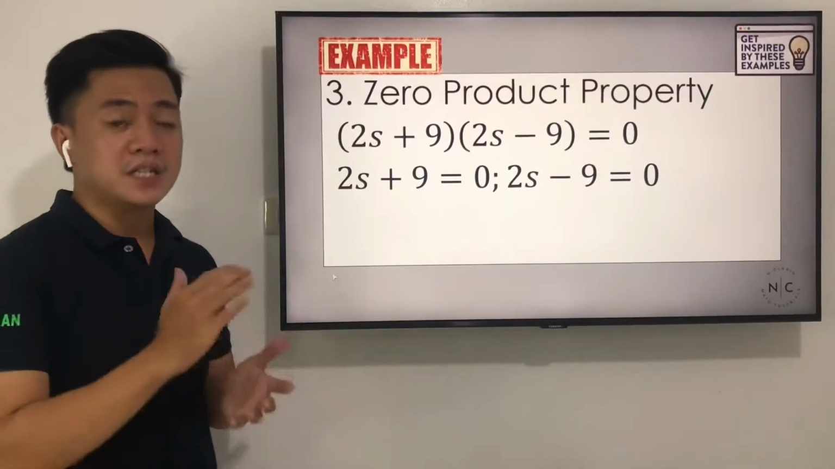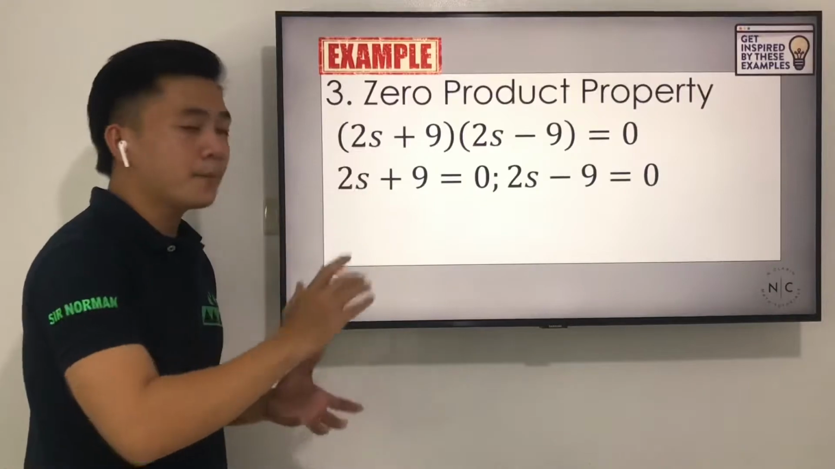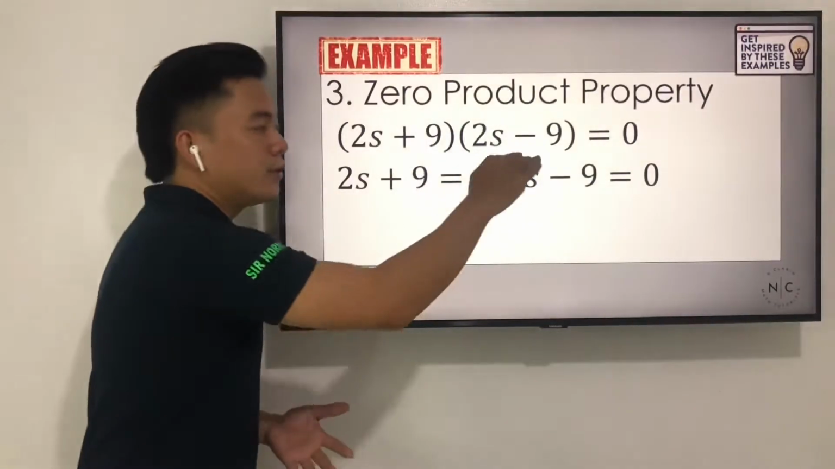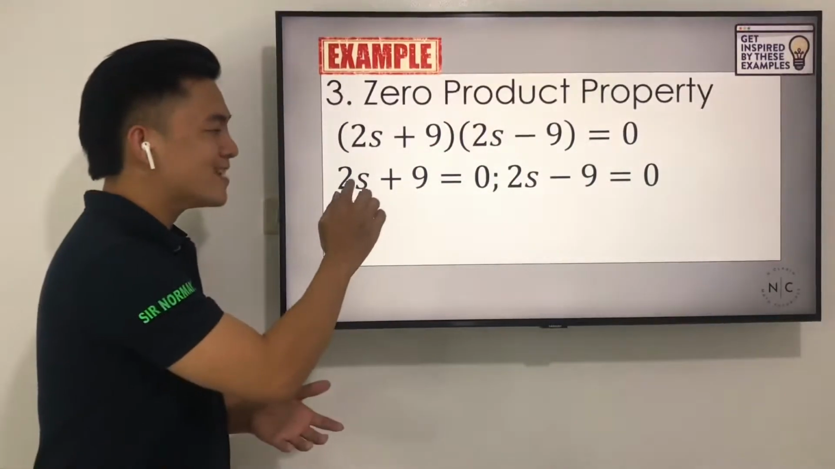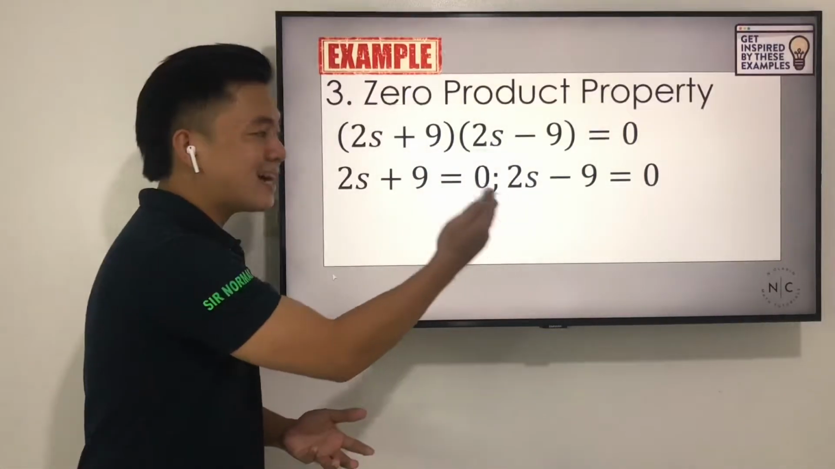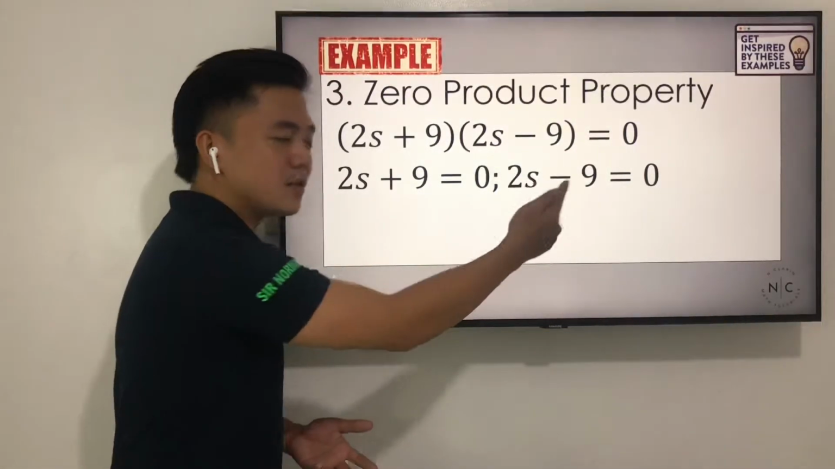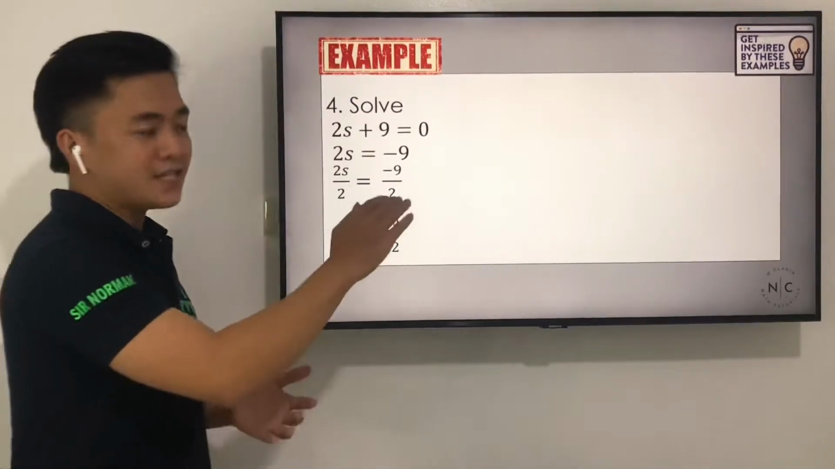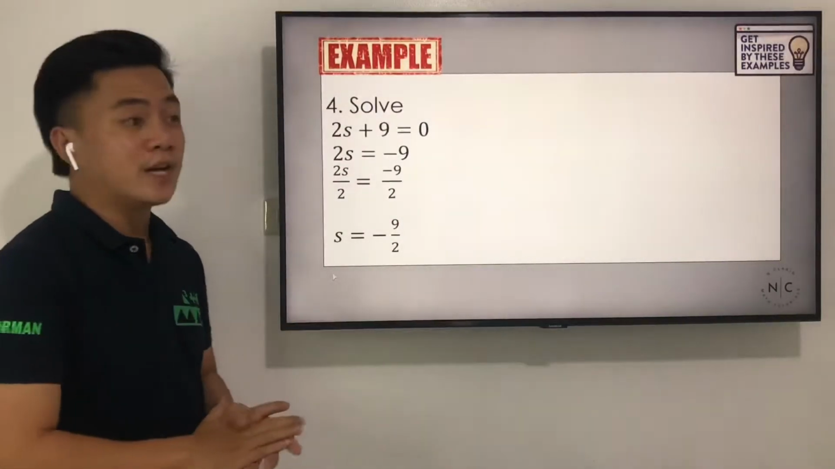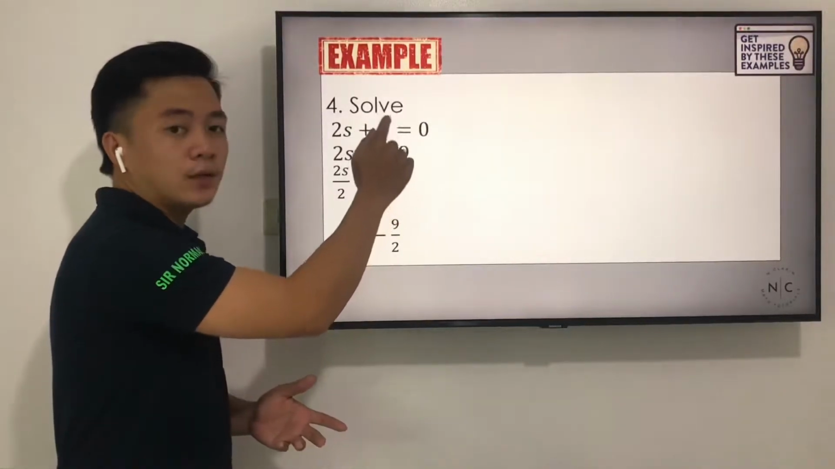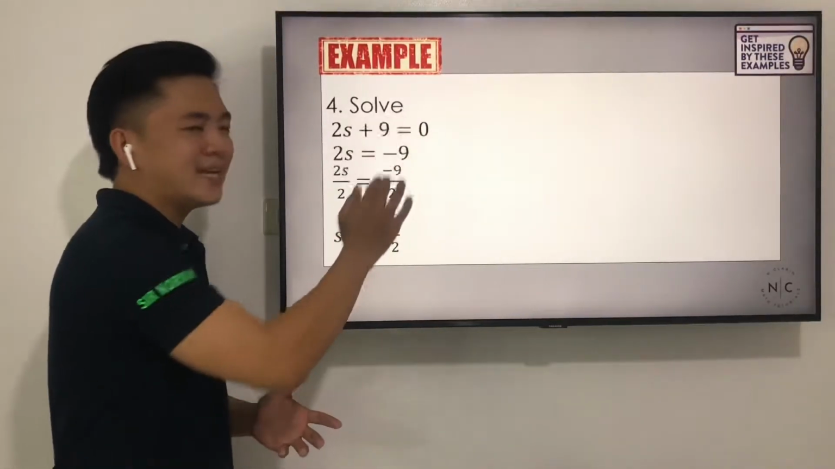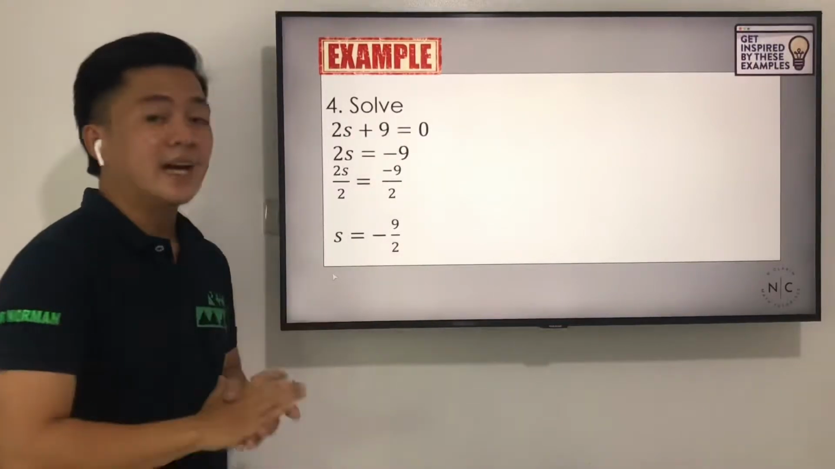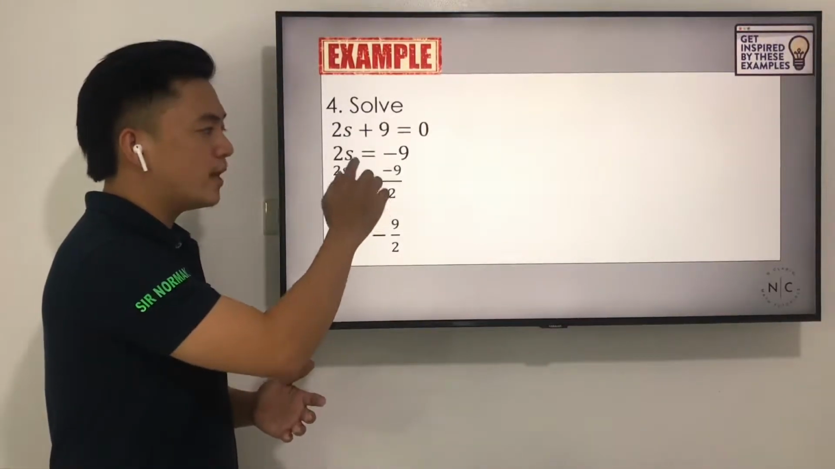Next step is the zero product property. Same process tayo, we will equal yung nakuha natin into 0. So, 2s plus 9 is equal to 0. Sa kabila is 2s minus 9 is equal to 0. Next step is we will solve. First is yung positive 9 muna. So, 2s plus 9 is equal to 0. Transpose natin si 9 sa kabila and then it will become negative. So, 2s is equal to negative 9.